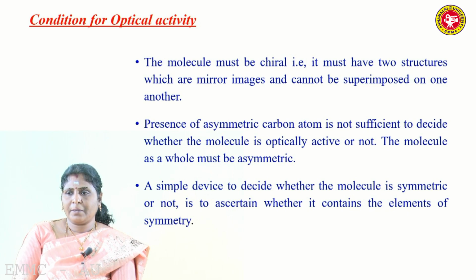Presence of an asymmetric carbon atom is not sufficient to decide whether the molecule is optically active or not. The molecule as a whole must be asymmetric. That means some compounds may possess 1 asymmetric carbon atom or even 2 asymmetric carbon atoms, but the compound may not be optically active. In some cases they are found to be optically inactive. This is because the compound as a whole may not be asymmetric. So the necessary condition for a compound to show optical activity is that the molecule as a whole must be asymmetric. A simple device to decide whether the molecule is symmetric or not is to ascertain whether it contains any elements of symmetry.